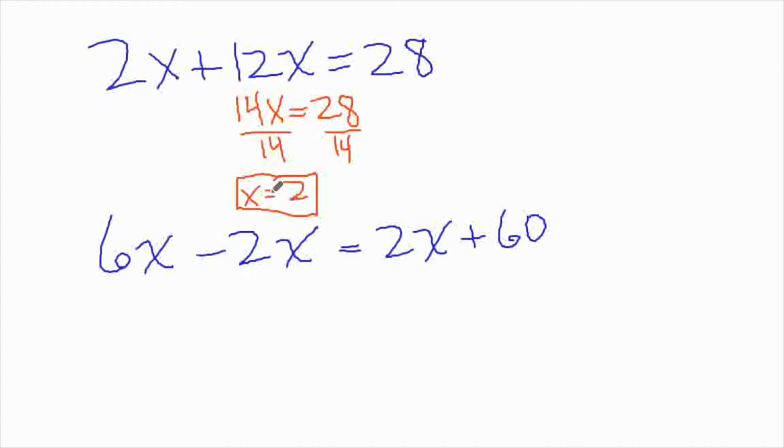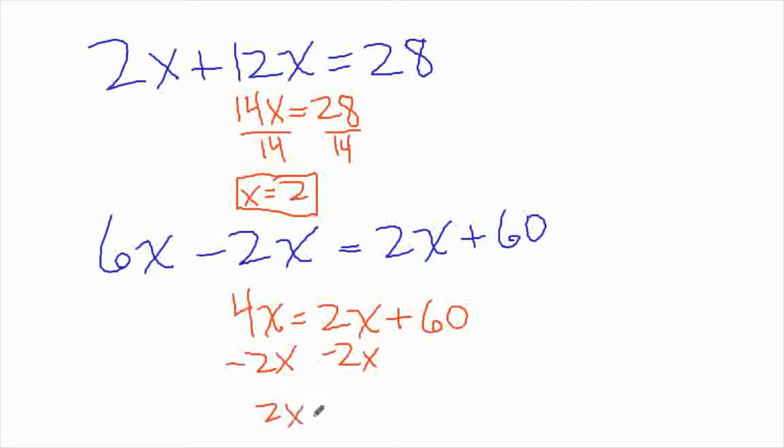Alright, let's do the next one. On the next one, I would combine the 6x and the minus 2x to get a 4x. Now I would subtract 2x from both sides in this case. So that would give 2x equals 60. And then I would divide both sides by 2. And that would give x equals 30. So those are great examples of using the arithmetic operations to simplify an equation.